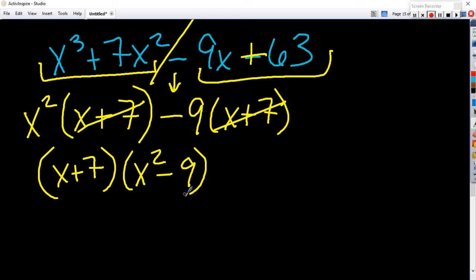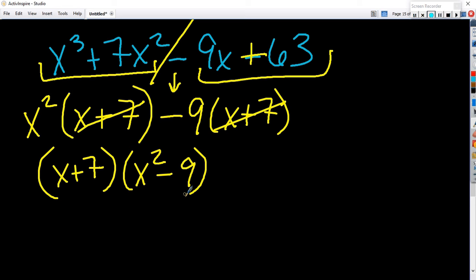Now that I know how to factor completely, what I want to do is look at each set of parentheses and say, okay, this one, can I do anything else with that? No. There's not an exponent on the x. I can't do anything else with that. That one's done. But how about this one? Yes. That's a difference of two squares.